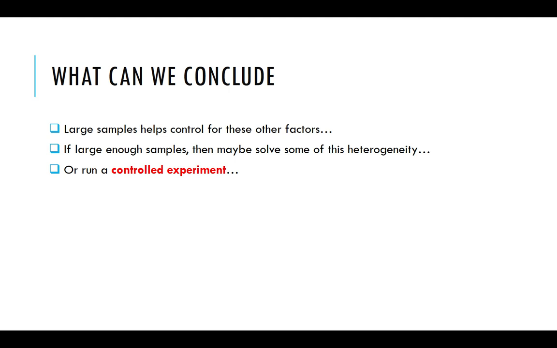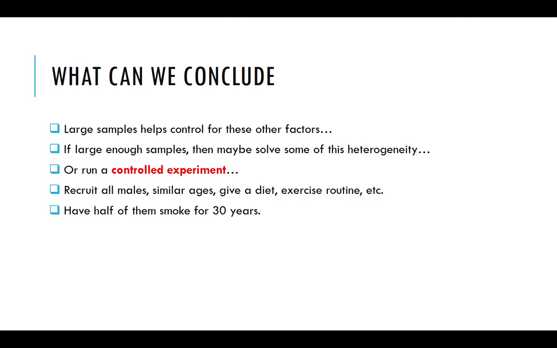Or we could run what we call a controlled experiment, right? So think about how you might run a controlled experiment for this. Well, I would probably want to recruit, let's say, all males. I want everyone to be the same gender, and I want them to be similar ages, and I want them to have the same diet. So I need to give them a diet to follow, and I want them to have the same exercise routine, and I want to rule out people with any family history of illnesses, etc. You get the idea. But then I have to have half of them smoke for, let's say, 30 years, and then I've got a controlled experiment.